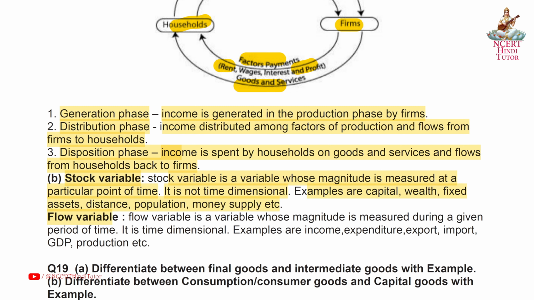Next, flow variable. Flow variable is a variable whose magnitude is measured during a given period of time. It is time dimensional. Examples are income, expenditure, export, import, GDP, production, etc.